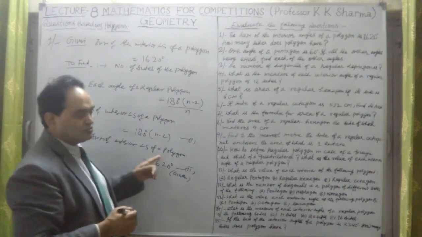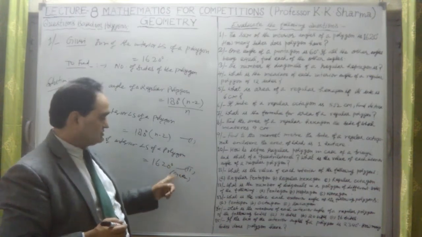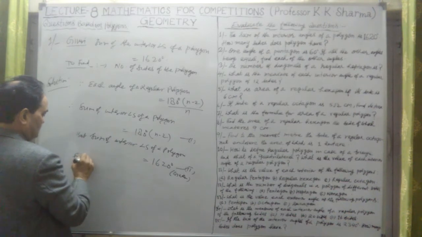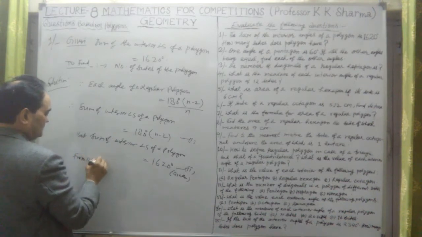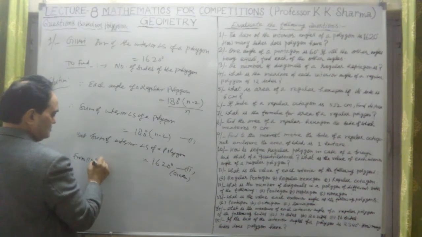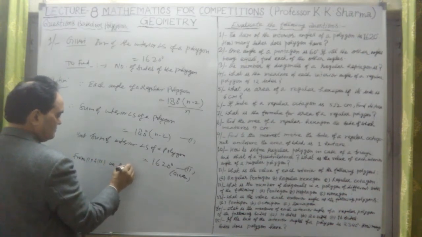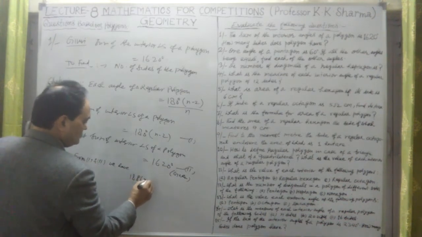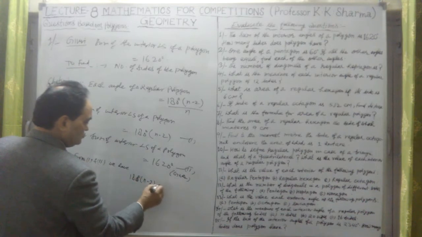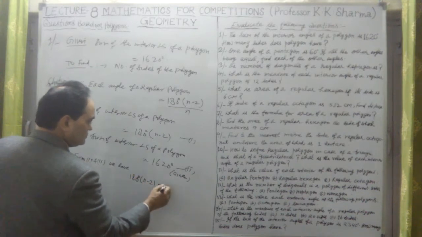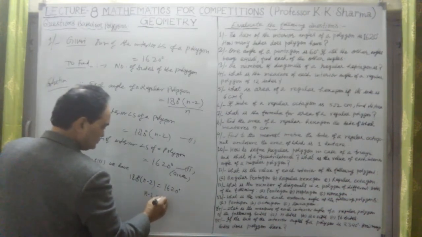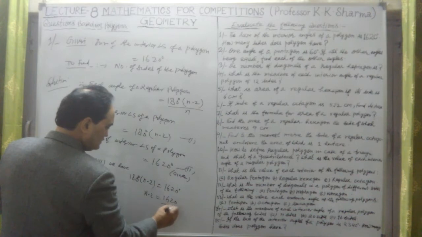We are given here that the sum of the interior angles of a polygon is 1620 degrees. So from the first and second, equating them, we have 180 degrees into (n minus 2) is equal to 1620 degrees, or n minus 2 is equal to 1620 degrees divided by 180 degrees. The zeros cancel out.